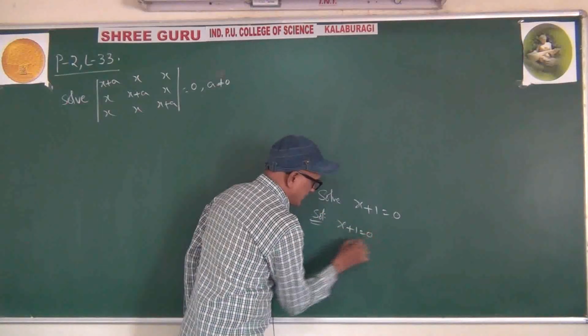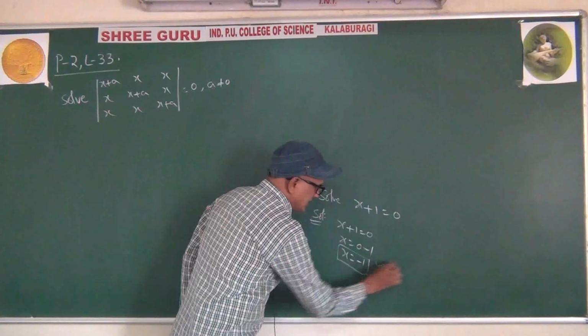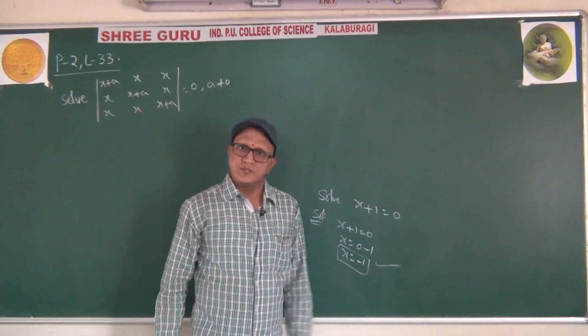X plus 1 equal to 0. X equal to 0 minus 1. X equal to minus 1. This is the answer. Correct. 1 mark you will get.